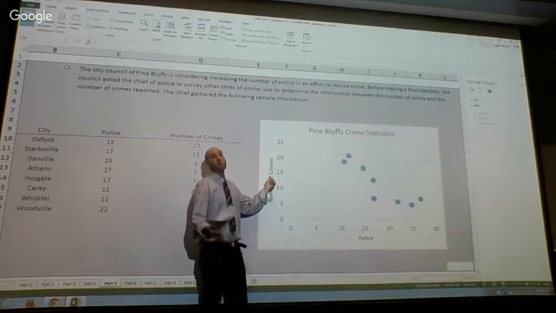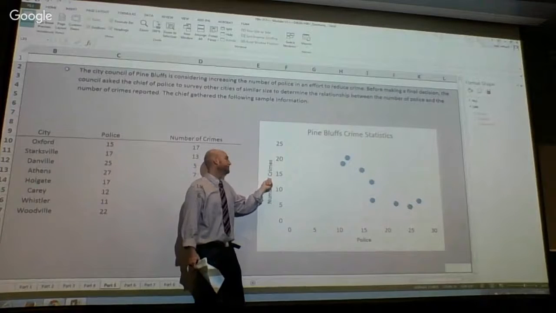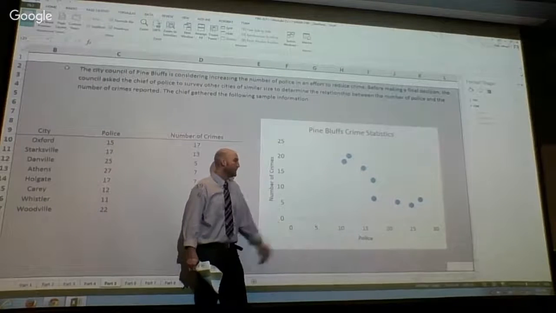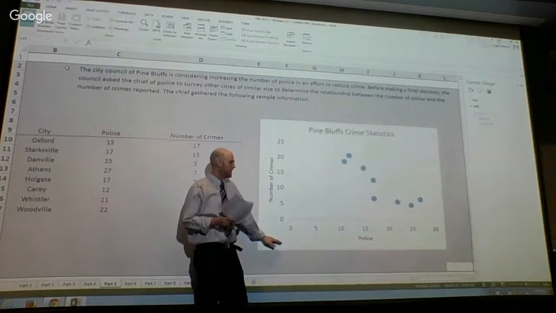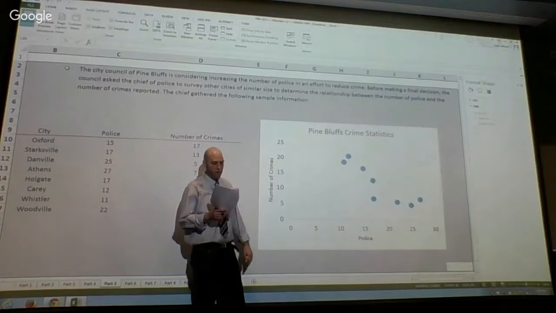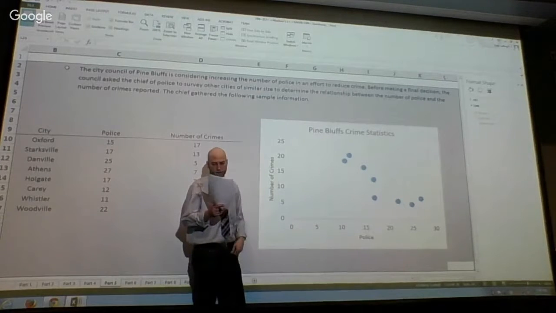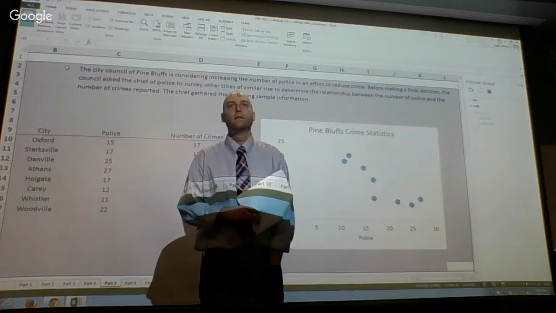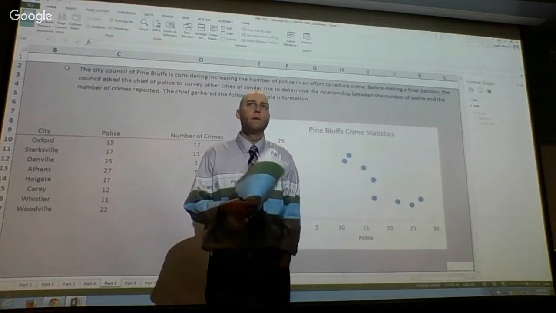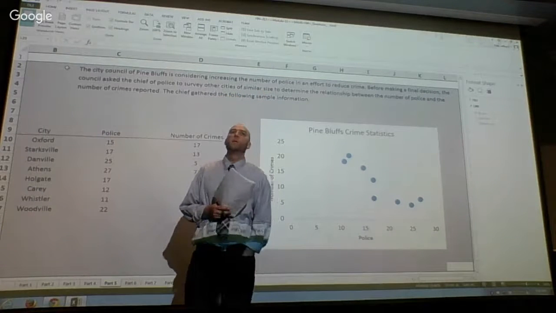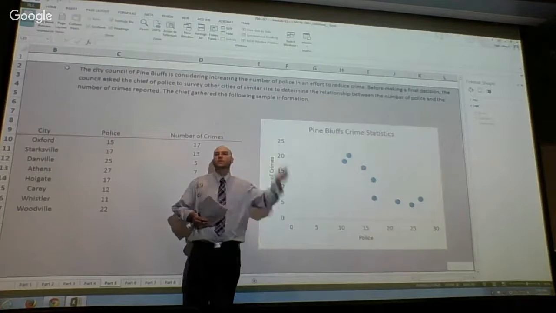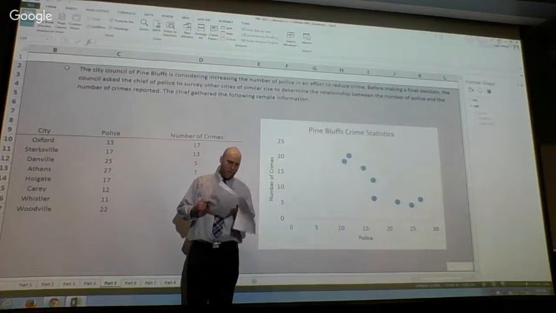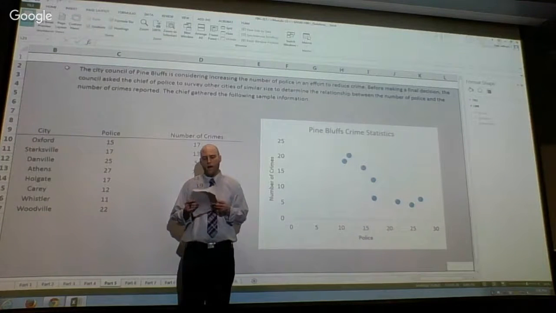Number of crimes reported, because you can't really calculate statistics for crimes which are not reported. And police. Police is on the horizontal axis. Number of crimes reported is on the y-axis. 45, which is the independent variable? Police. Horizontal axis is the independent variable. We want to know if the number of police determines crime. 45 is police. 46 is crime.